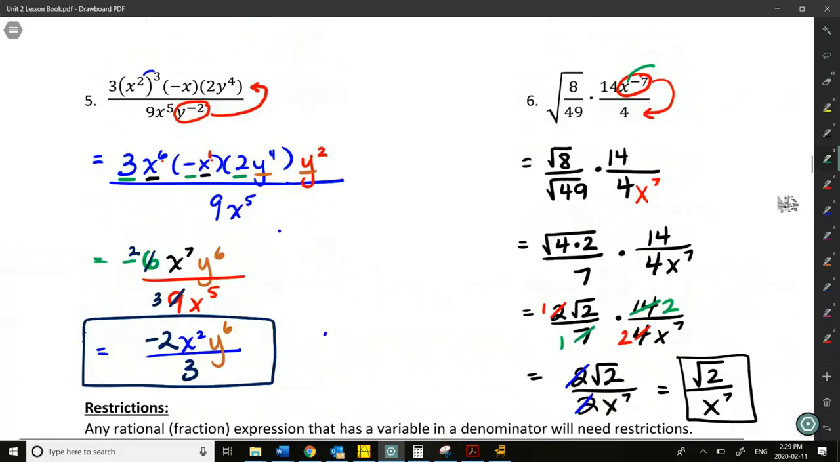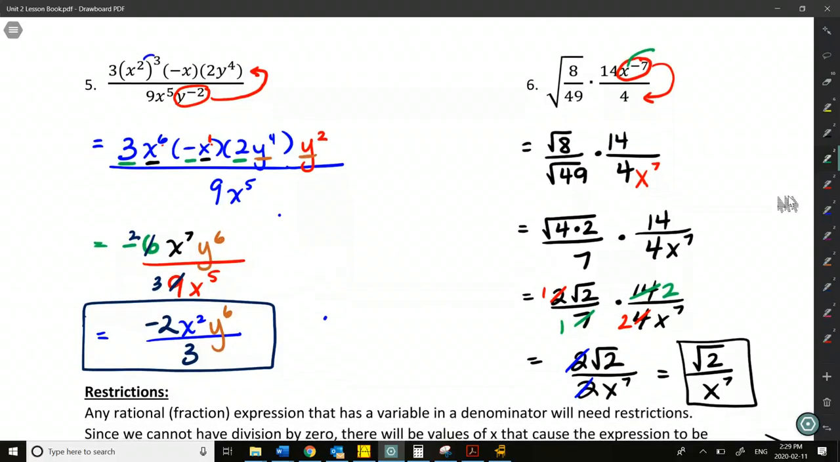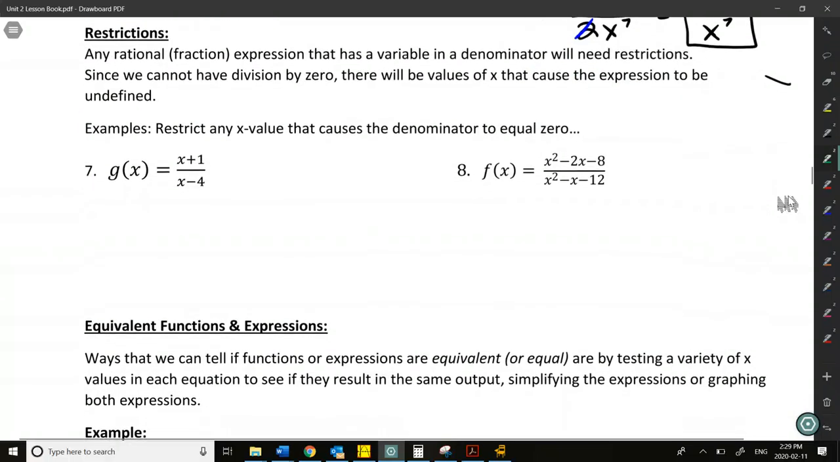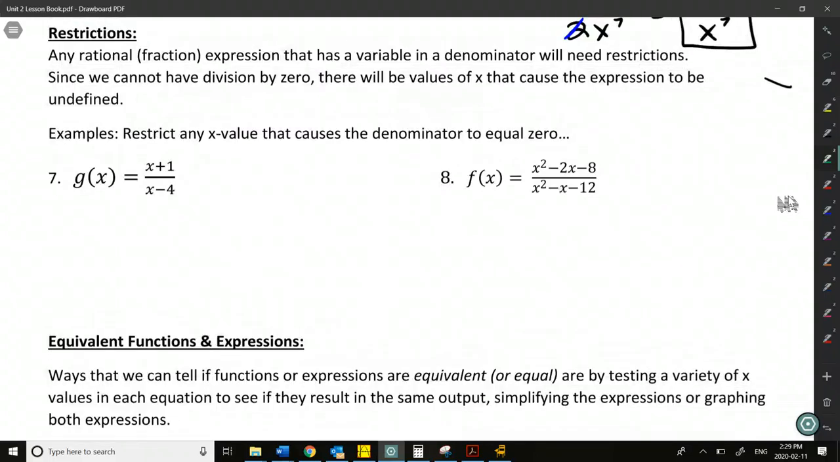So there's kind of your refresher on exponent rules and fraction rules. Restrictions. So there are things called restrictions, and essentially these things get produced if you have variables in your denominator, right, Danielle? So any variable in your denominator will produce a restriction.